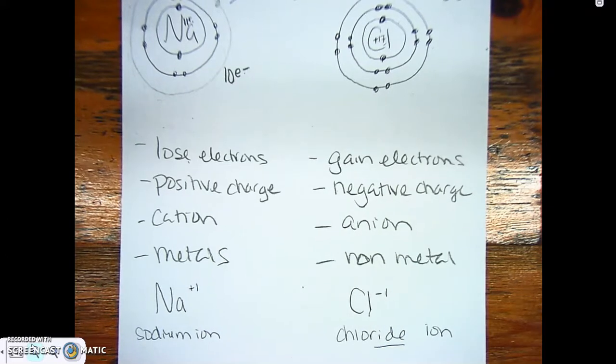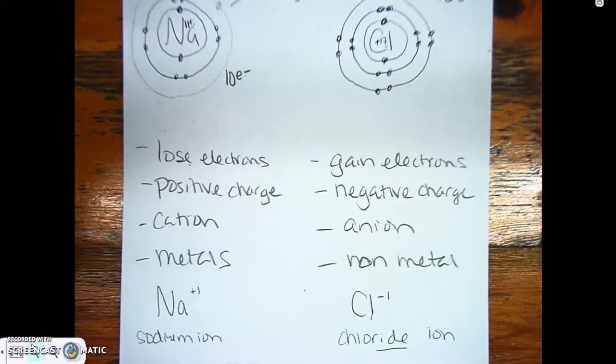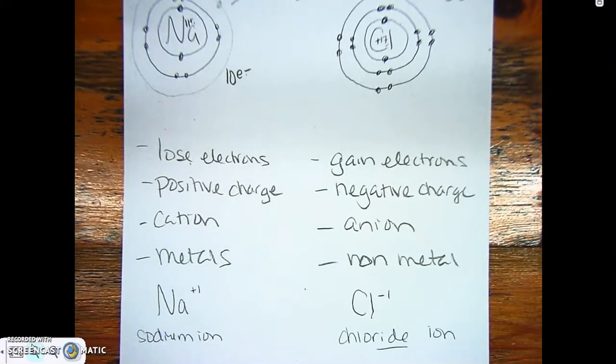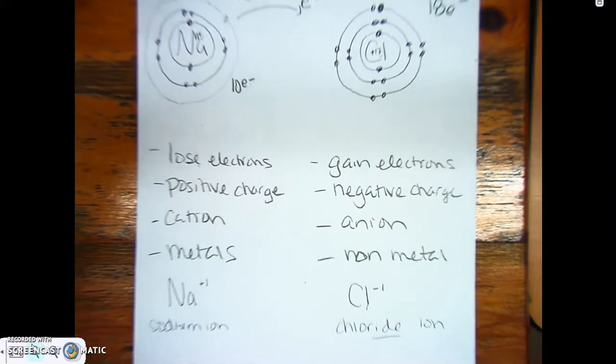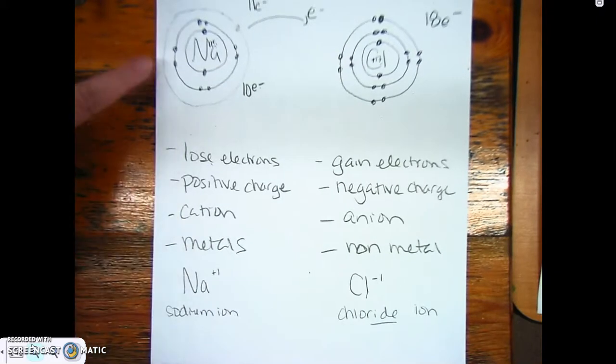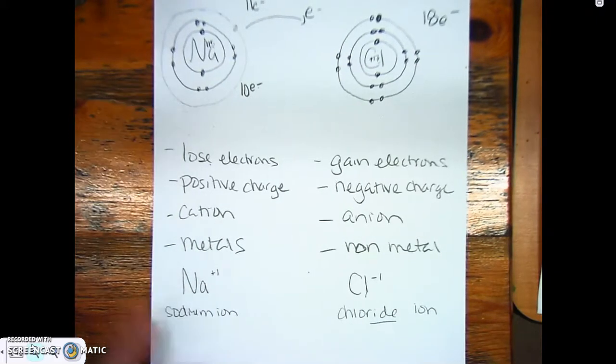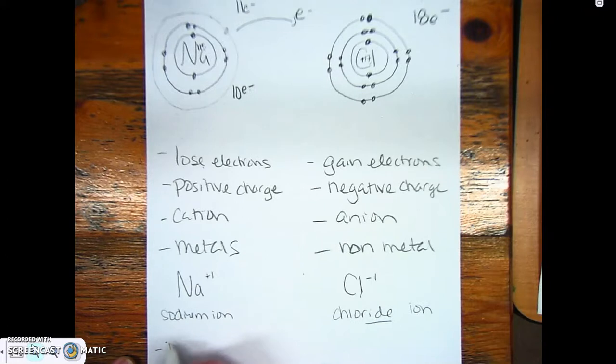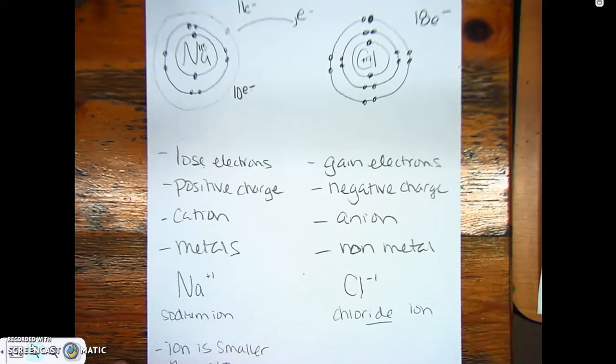Now, if you look at the relative size of the atom and then the ion that it forms, with cations, what happens is the ion is smaller than the atom, and it's because it loses a whole shell. It's going to lose an entire shell.